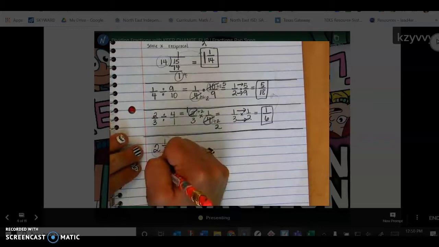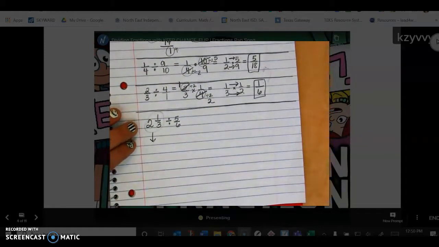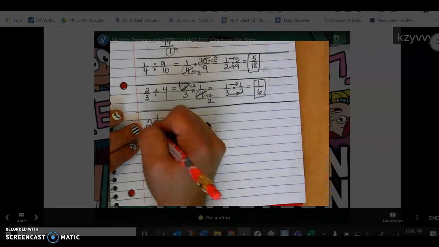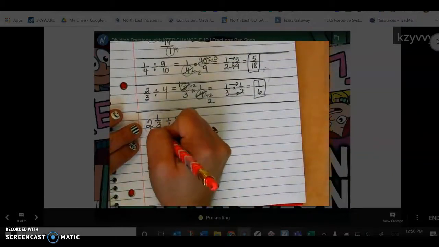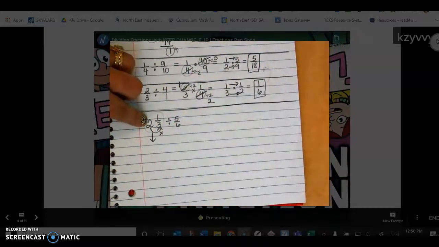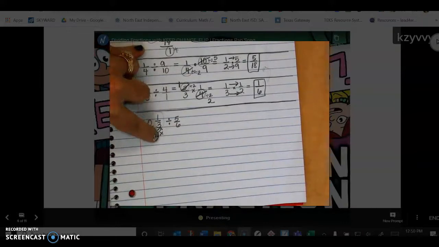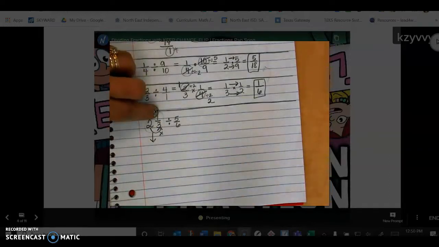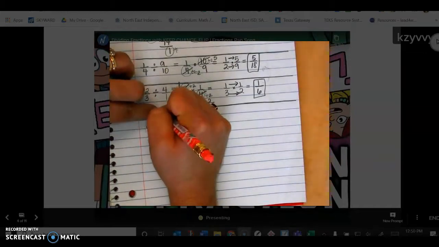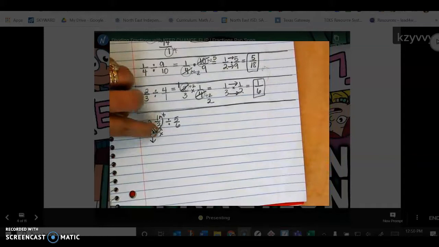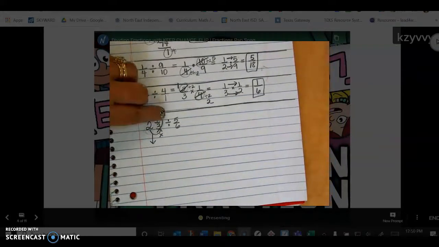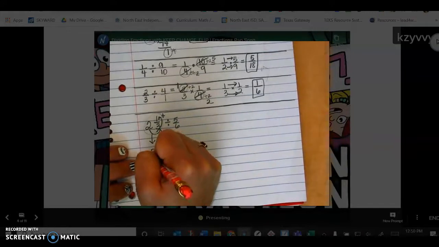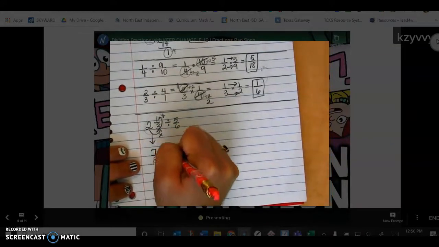So the first thing I'm going to do is start by taking 2 and 1/3 and making it an improper fraction. If you remember from last class, we said, okay, if I have 2 whole pizzas and I cut them into thirds, it's going to be 2 times 3. And 2 times 3 is 6 pieces of pizza. But don't forget you have this extra slice that you're going to add. So 2 times 3 is 6, 6 plus 1 is 7. So this becomes 7/3 divided by 5/6.